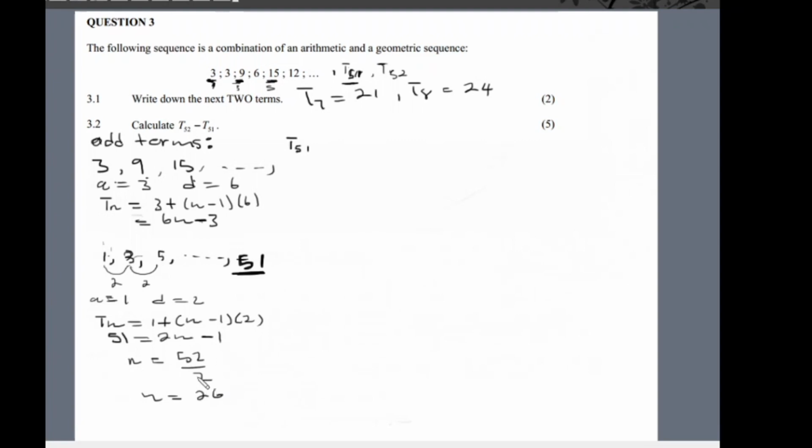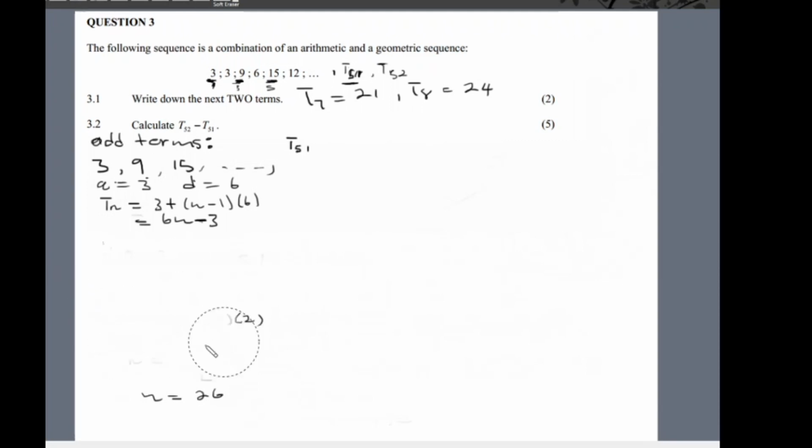Hey, I hope it makes sense because I know this one is a tricky one. So term 51 is term number 26. Term 51 in the original sequence, term 51 in the whole sequence, is term 26 in the arithmetic sequence. Yeah, it's confusing. So when I want term 51 in the original sequence, I will substitute 26 in the arithmetic sequence.